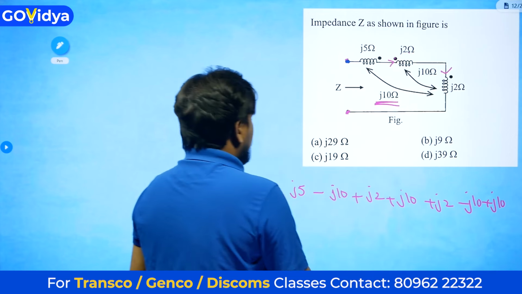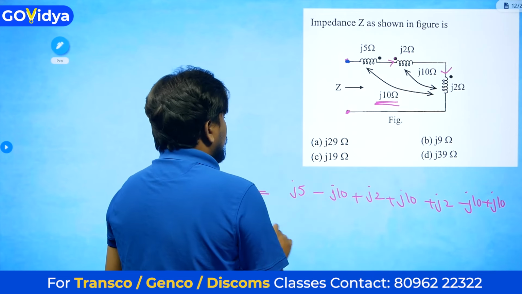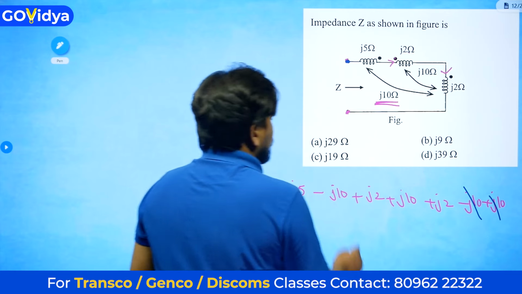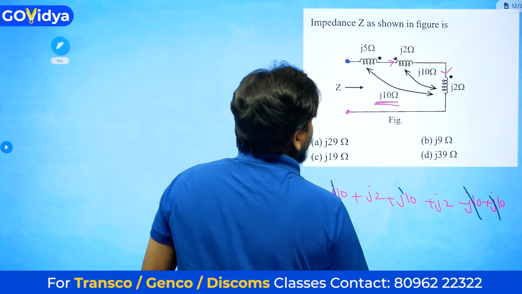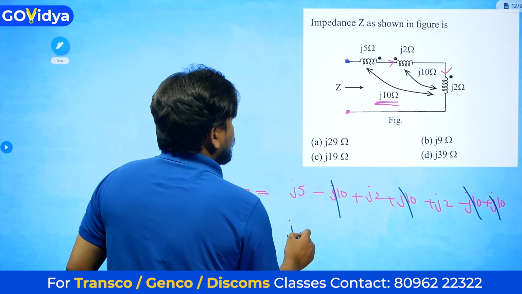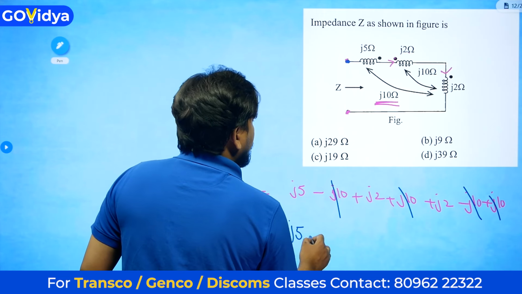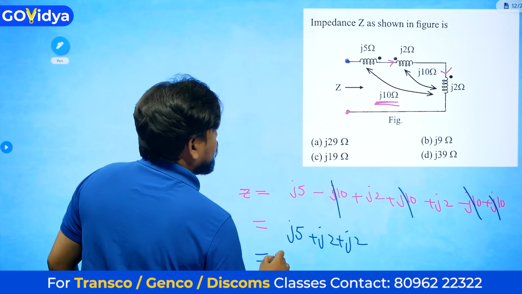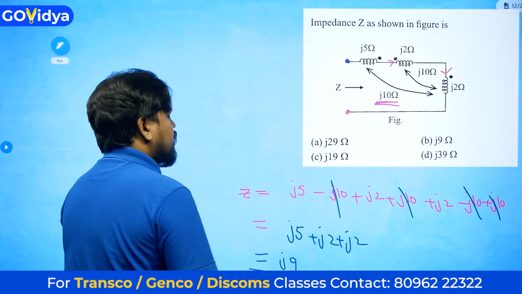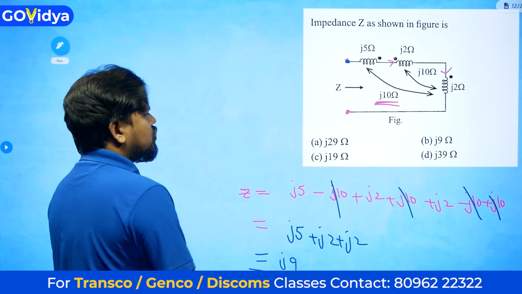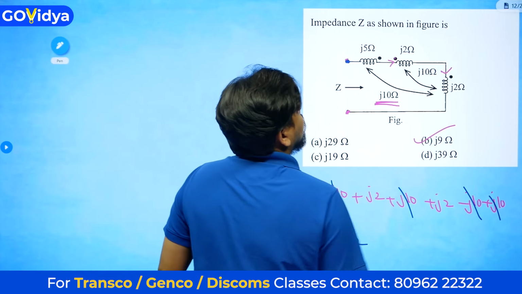So completely, this is the impedance Z, so we have to calculate. Minus J10 plus J10 will be cancelled here. So then the remaining, what is the remaining? J5 plus J2 plus J2. Total it will be J9. Otherwise, even with the series formula also we can do. So J9 will be the answer for this question.